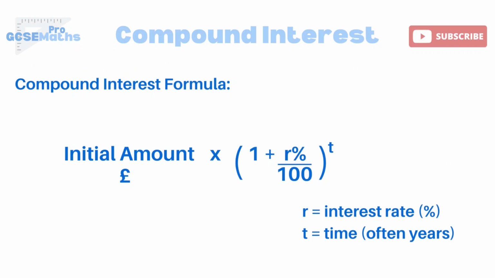So let's jump right into it. This is the formula for compound interest. I've obviously written it in my own way. I've written the initial amount. We then times it by 1 plus the interest rate over 100.